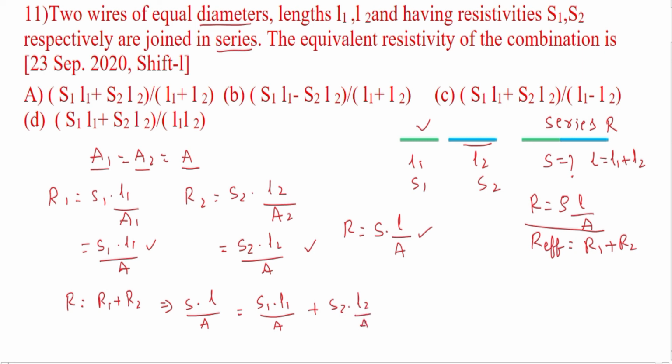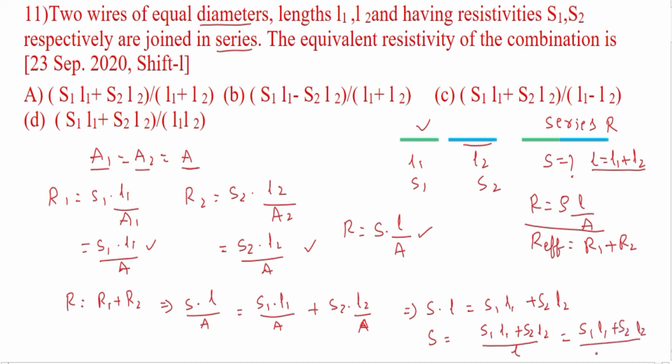This A will get cancelled, and this A will get cancelled. Then S into L is equal to S1 L1 plus S2 L2. S can be written as S1 L1 plus S2 L2 by L, where L is nothing but L1 plus L2. That is equal to S1 L1 plus S2 L2 by L1 plus L2, which is our option A. Now let us go to our next sum.